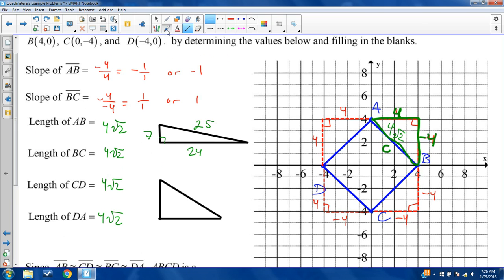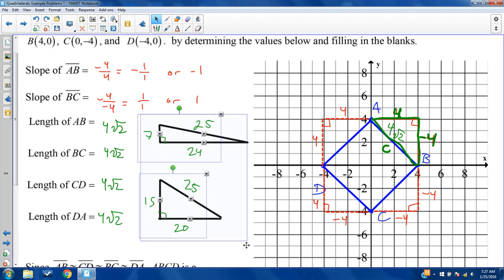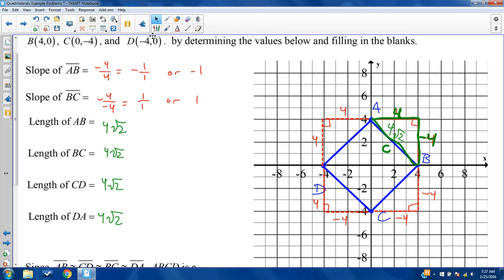Also, if I do one with legs 15 and 20, you'll also get 25. So it's possible to have different legs and get congruent hypotenuses, but it's not possible to have the same legs and different hypotenuses. If you have the same legs, they'll have the same hypotenuses.